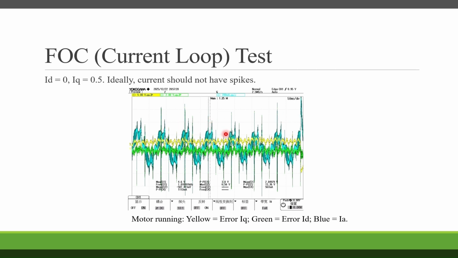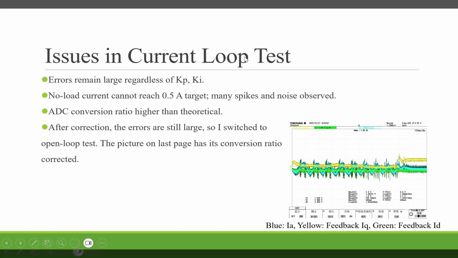There's some issue here. There are more issues in the current loop test. First, errors remained large regardless of Kp and Ki. Second, no load current cannot reach the 0.5 amps target. Many spikes and noise are observed. Third, ADC conversion ratio is found higher than the theoretical value. However, after the conversion ratio is corrected, the errors are still large, so I switched to open loop test.